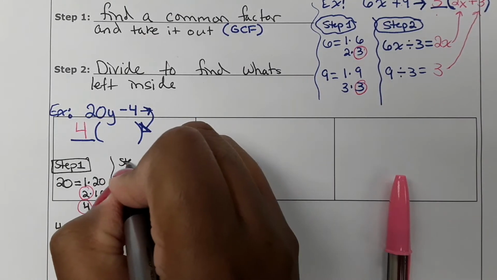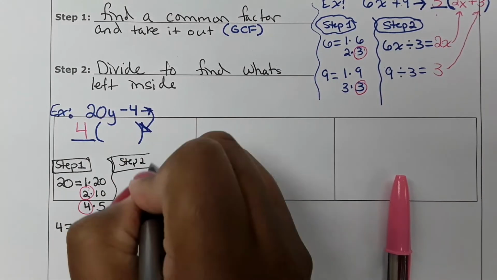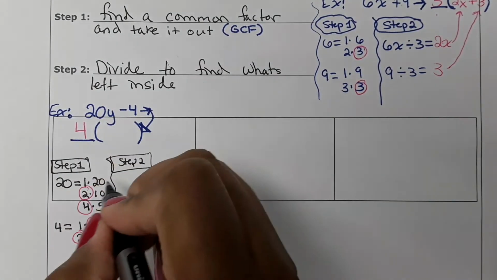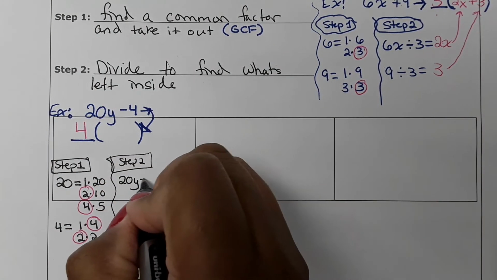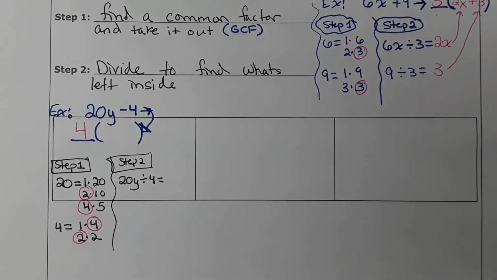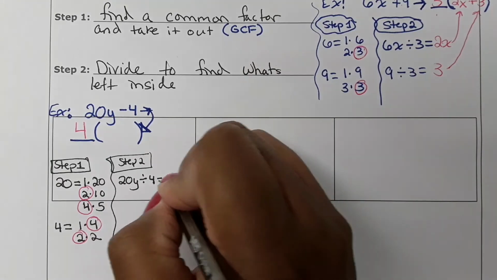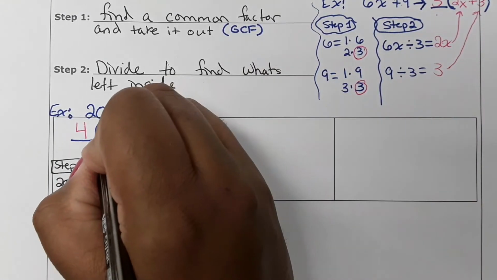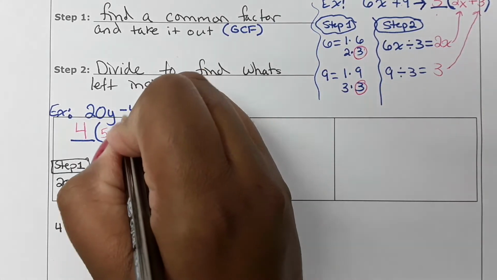That's step 2. To find what's left inside, I have to divide. So I'm going to take my 20y, I'm dividing it by 4 because that's what I took out. And what was left was 5y, because 4 times 5y gives me 20y. So I put 5y. Now I was subtracting.